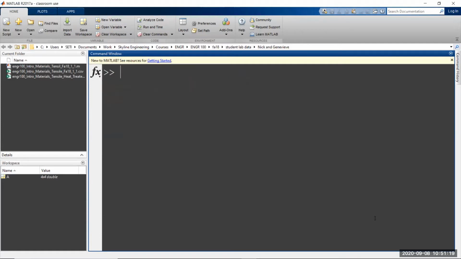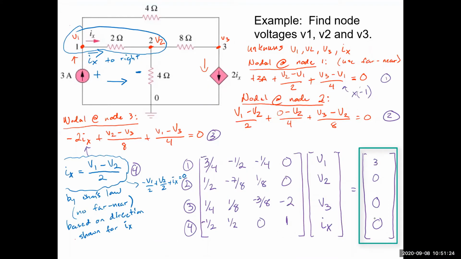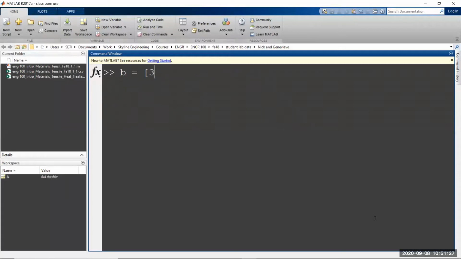Let's clear the screen. Type in our vector B. That's just going to be 3, 0, 0, 0 over on the right. One thing you could do is type 3, 0, 0, 0, which is a row vector, and then hit the apostrophe to transpose it. Now you've got a column vector. We'll clear the screen, and now we'll say that X, the solution, which is going to have the values V1, V2, V3, and Ix, is equal to A left divide B. And so we get 3.42, 1.7, negative 1.7, and 0.85.